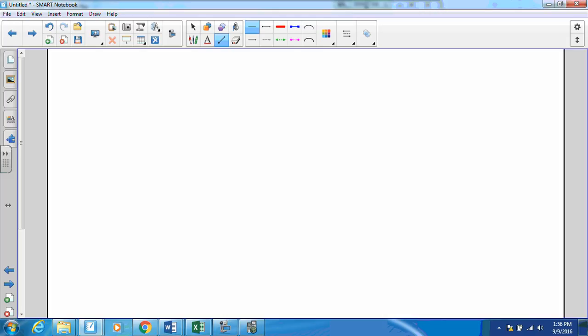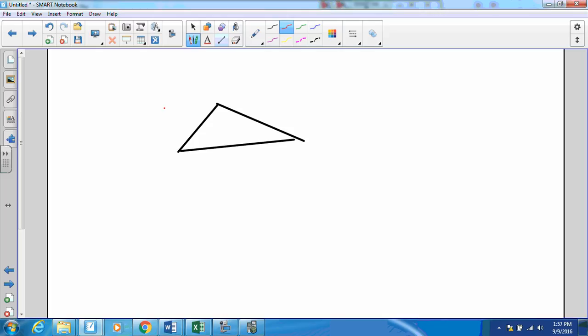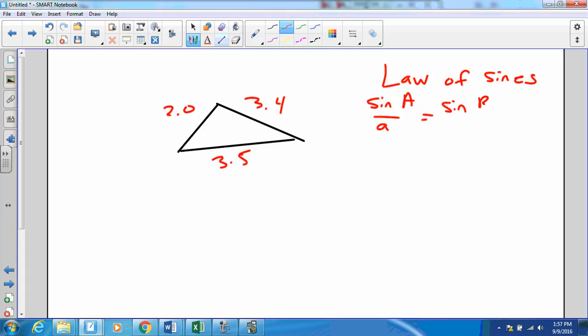And the first one, we have this guy right here. To solve the triangle means find the missing pieces, in this case the missing angles. And we have two tools, the law of sines, which is sine A over A equals sine B over B equals sine C over C.